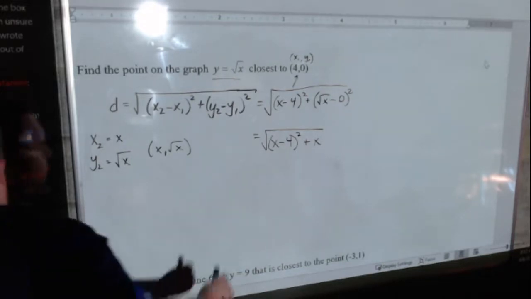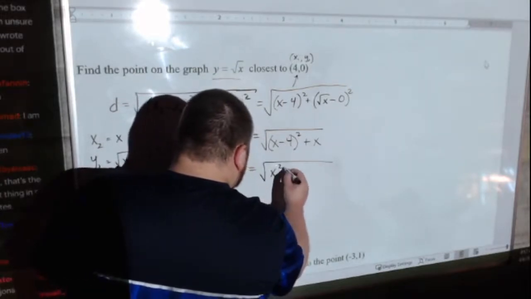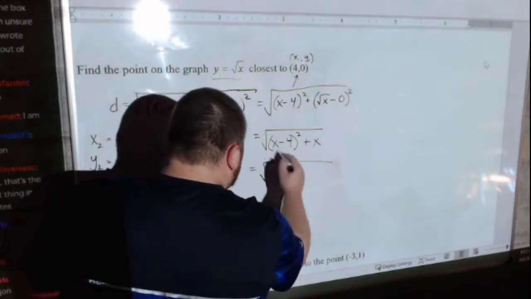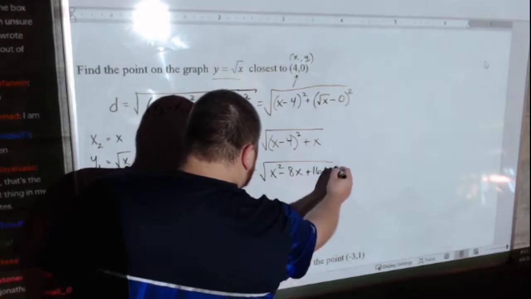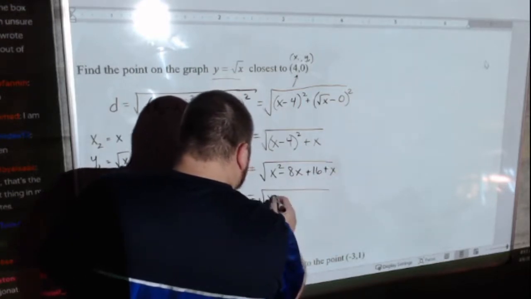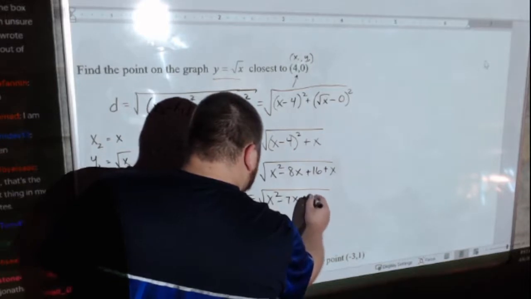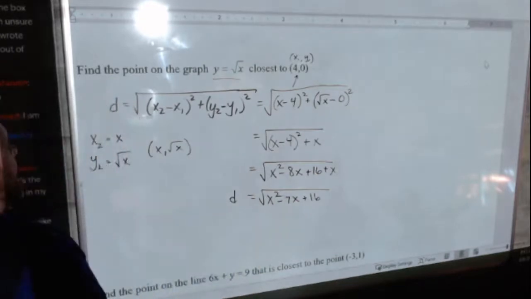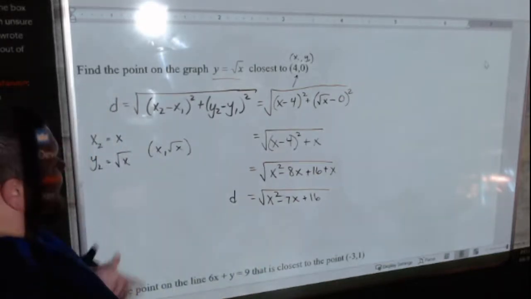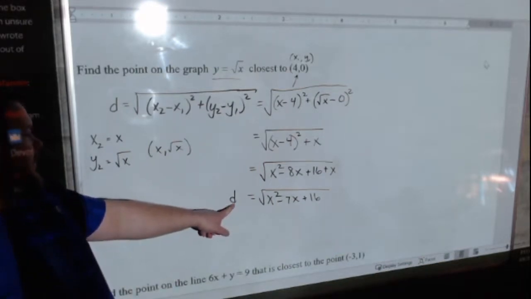And then if you really want, we can multiply this out. So this is going to be x squared minus 8x plus 16 plus an x, and that's going to be x squared minus 7x plus 16. Well, that's the distance between that function and that point, but we want to minimize that distance, so we have to take the derivative of this guy.